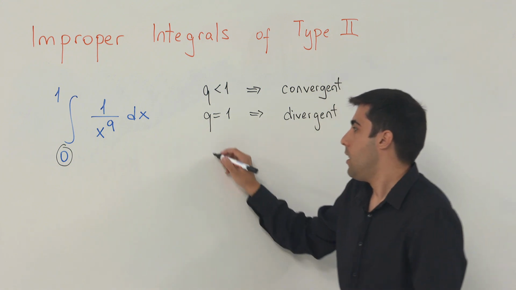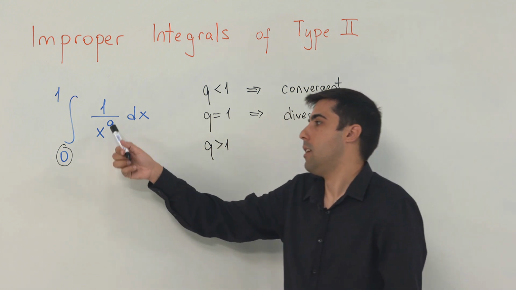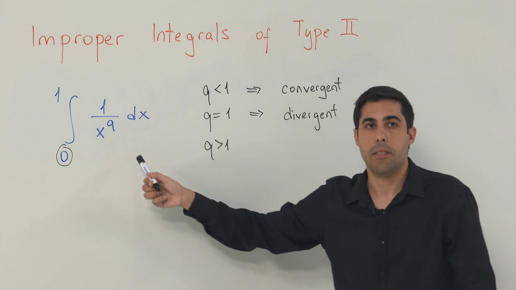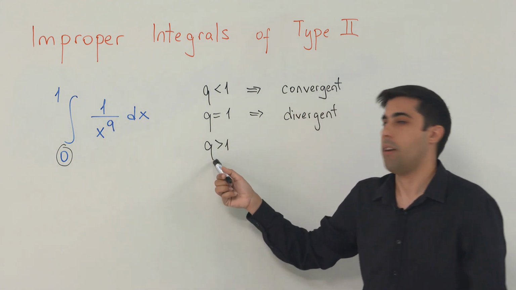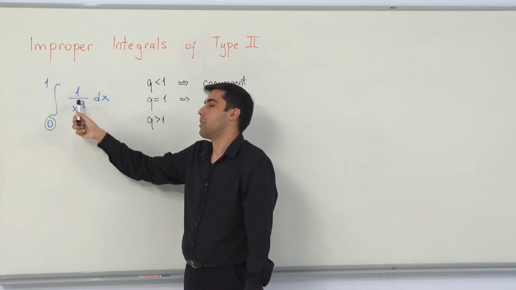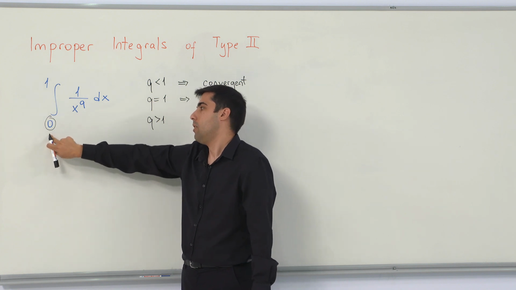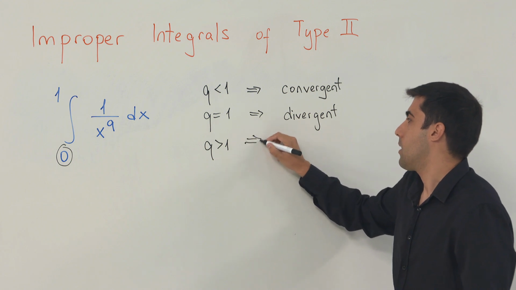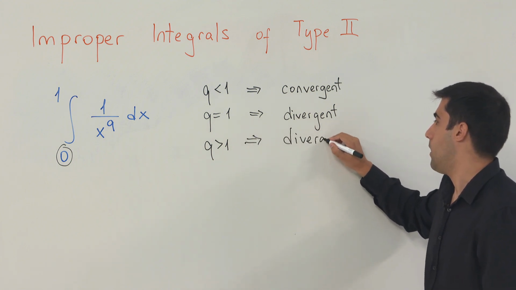And finally, if q is greater than 1, let's see, for example, 2, then I have 1 over x squared, whose integral is minus 1 over x. In all those cases where q is greater than 1, the antiderivative is 1 over x to some power, and when plugging in 0, you will have an infinity. That means the integral will diverge if q is greater than 1.